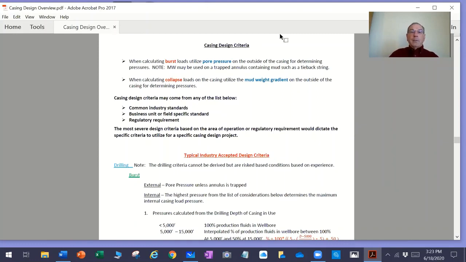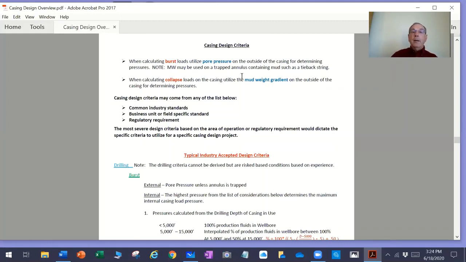Now, I'm going to start now in casing design criteria. When calculating burst loads, I'm going to say this probably several times, but when we're calculating burst loads, we utilize pore pressure on the outside of the casing for determining our loads. The mud weight is only going to be used in a trapped annulus containing mud, such as a tieback stinger casing, but if it's exposed to open hole, we will use pore pressure.